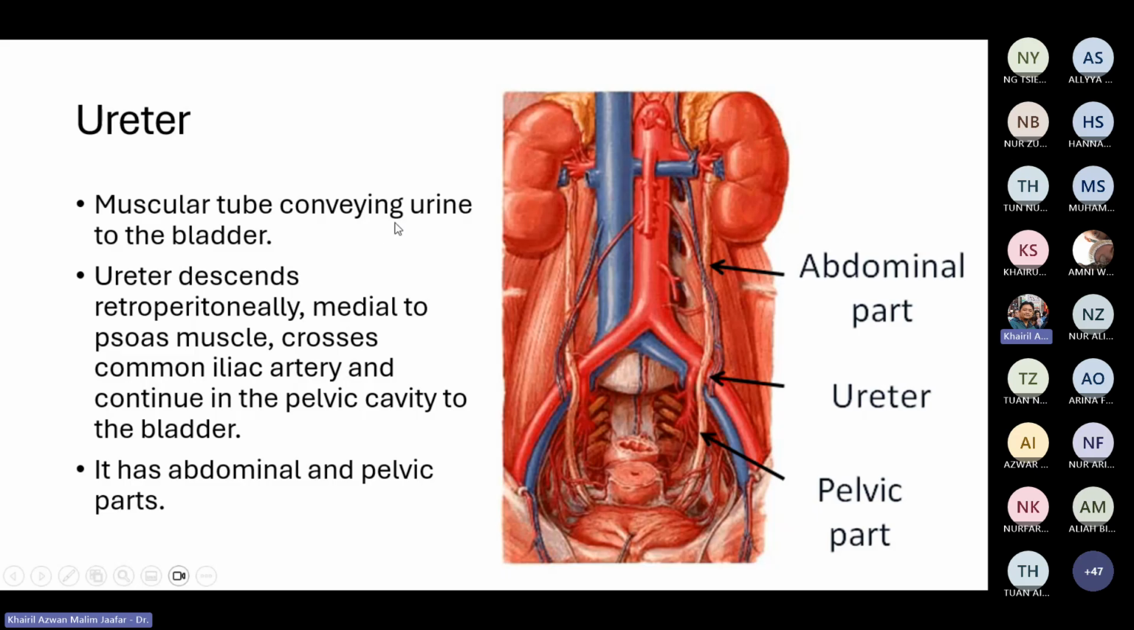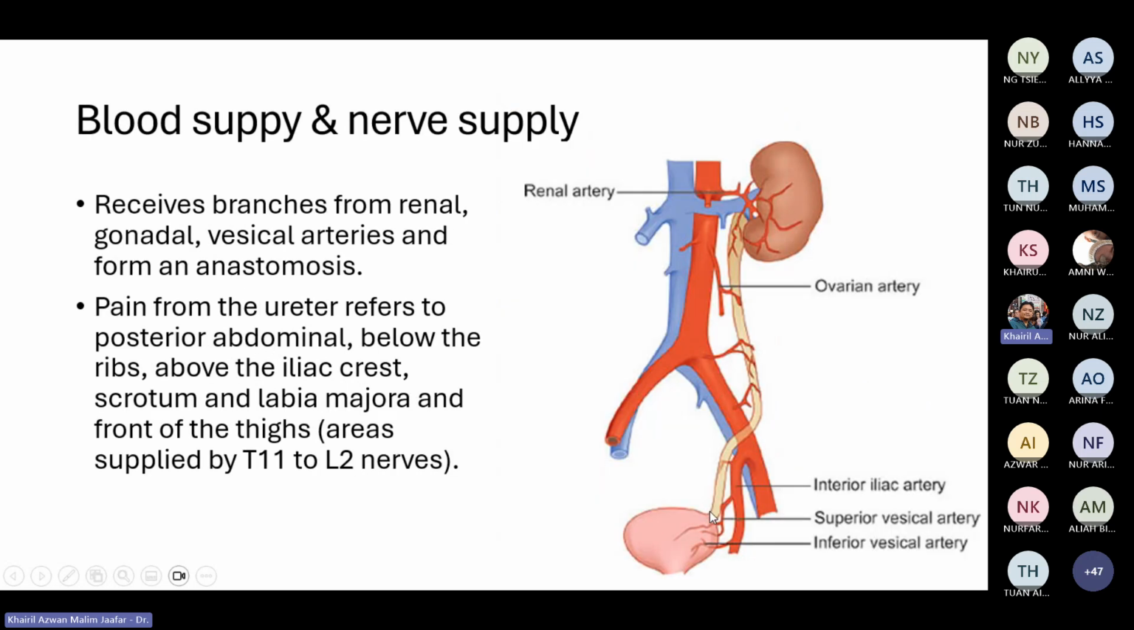The ureter is a muscular tube conveying urine to the bladder. It descends retroperitoneally. There is an abdominal and a pelvic part. Blood supply of the ureter: it receives branches from the major arteries which are near to it. From the top, it receives branches from the renal artery, then middle branches from the descending aorta, and at the bottom, it receives branches from the common iliac artery and also the internal iliac artery. Pain from the ureter refers to the posterior abdominal wall.